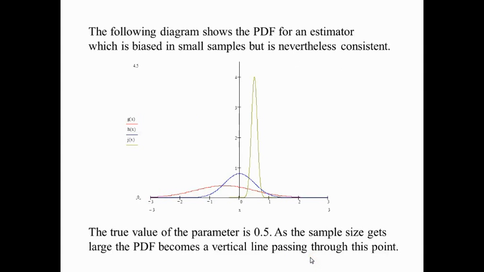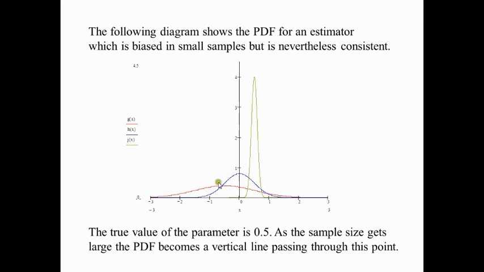To illustrate these, let's consider a probability density function for an estimator which is biased in small samples but nevertheless is consistent. So here I've drawn a succession of probability density functions for larger and larger samples. The true value of the parameter here is 0.5. Now what we see is that in small samples, for example given the PDF given by the red line here, the probability density function is not centred on the true value, it's away from 0.5, and the variance is quite large. It's got a big spread.